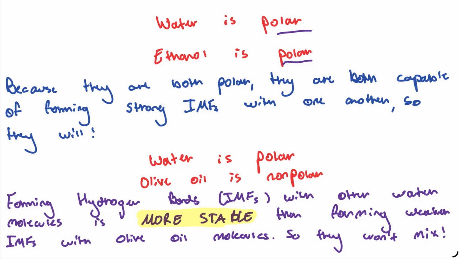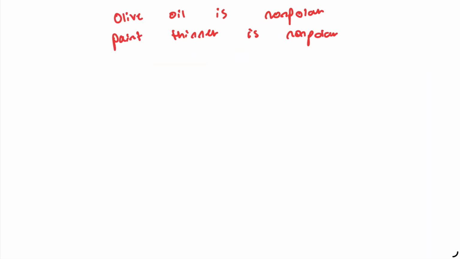This also explains why nonpolar molecules still dissolve nonpolar molecules. Both the intermolecular forces holding olive oil and paint thinner molecules to one another are quite weak. So why can't these molecules just mix with one another?